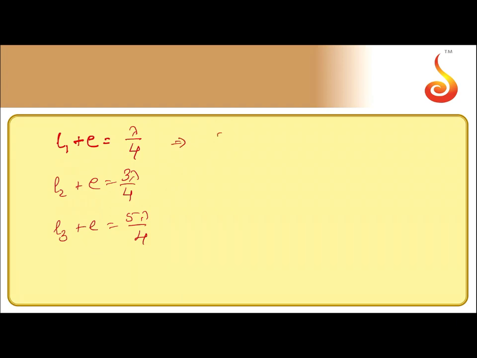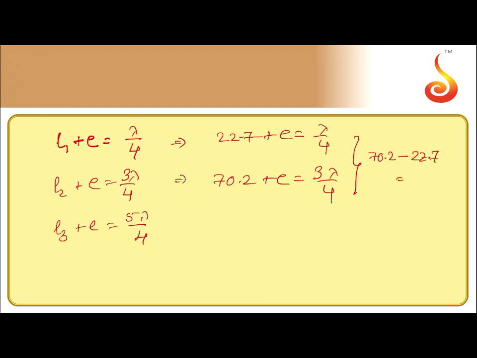So what do you have? L1 is 22.7 plus E is equal to lambda divided by 4. And the second is 70.2 plus E is equal to 3 lambda divided by 4. So with the help of these two equations, we can subtract one from the other. I have 70.2 minus 22.7 is equal to, what am I going to get? 3 by 4, 3 minus 1, that is 2, 2 divided by 4, 1 by 2, so lambda divided by 2. And that gives me lambda by 4 is equal to 70.2 minus 22.7 divided by 2.